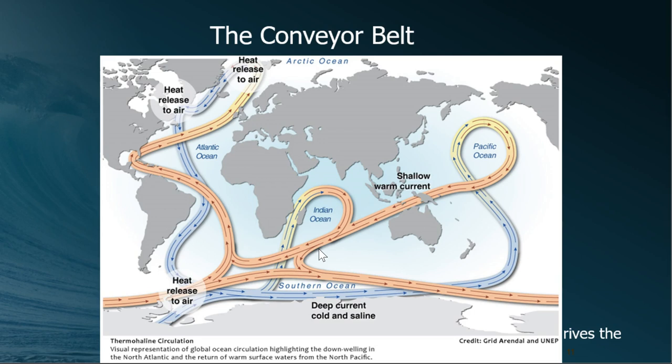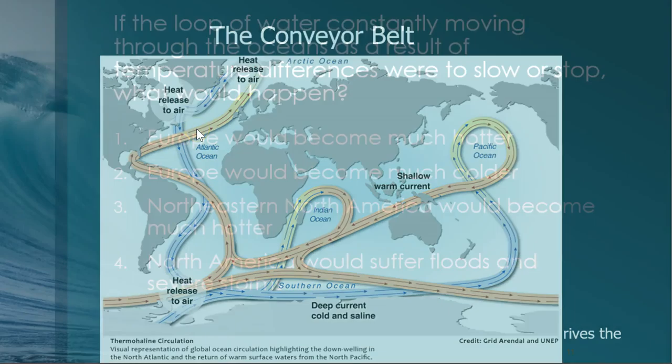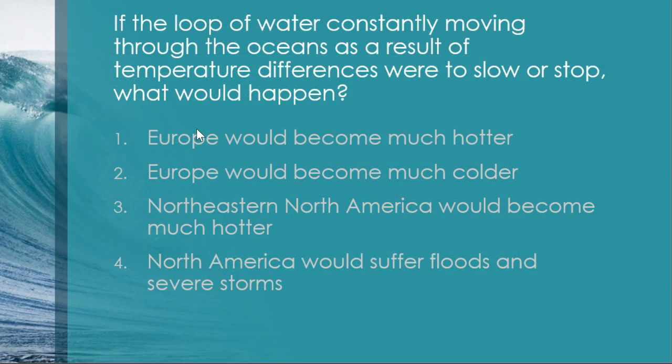We've got all those surface currents, we've got microcurrents, and then we have this massive general conveyor belt system. Okay. Now, looking at this is that Gulf Stream. So here's my question. If the loop of water constantly moving through the oceans as a result of temperature differences were to slow or stop, what would happen? Europe would become much hotter, Europe would become much colder, northeastern North America would become much hotter, or North America would suffer floods and severe storms.